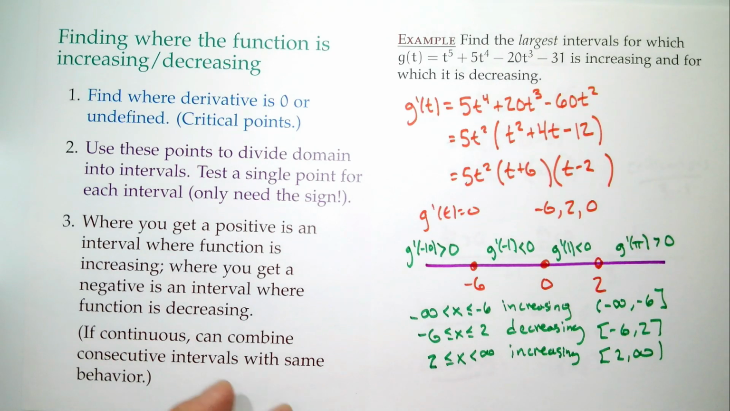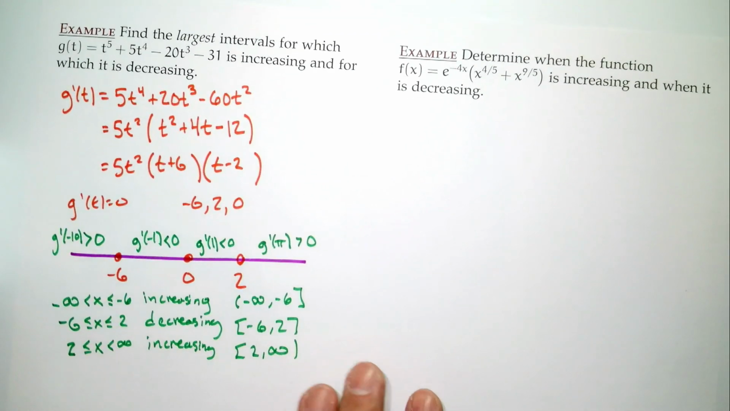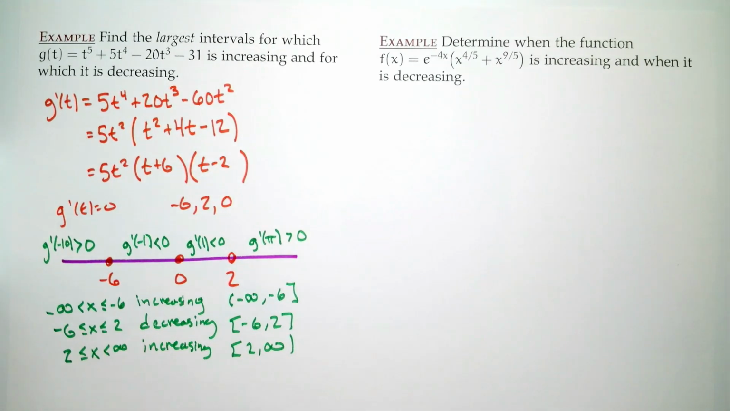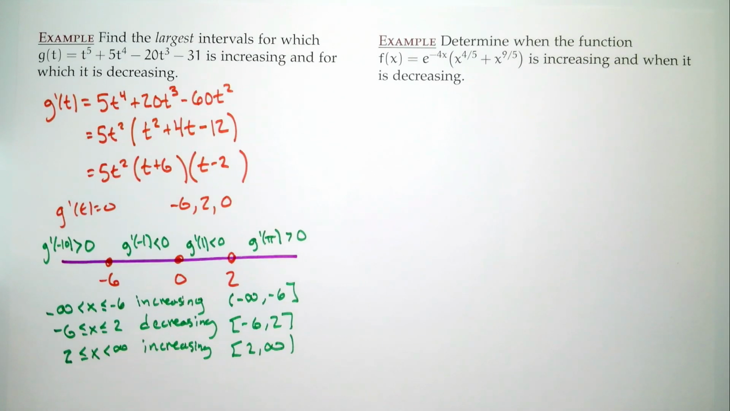All right, well, let's do one more. Determine when the function f of x equals e to the negative 4x times x to the 4/5 plus x to the 9/5 is increasing, and when it is decreasing. All right, well, what should we do? Yeah, we probably should do a derivative because that's our process. We say increasing, decreasing. It's simplest to say the derivative. The derivative is storing information about the function, and we can oftentimes get a lot of information very quickly. So we're going to look at the derivative.